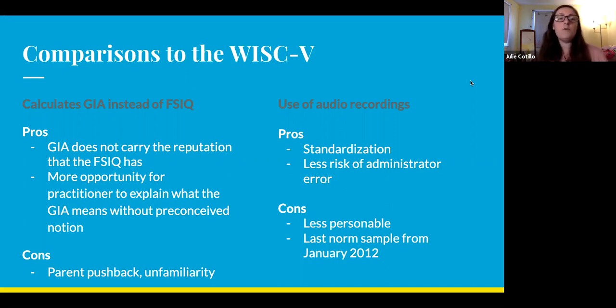But just removing the words IQ from the results and putting in something else gives the practitioner more opportunity to explain what the test results really mean, because parents are less likely to have their own preconceived notion. And a con would be that parents might want to find the IQ. They might give some pushback, and there's also unfamiliarity. So it comes with the good and the bad.